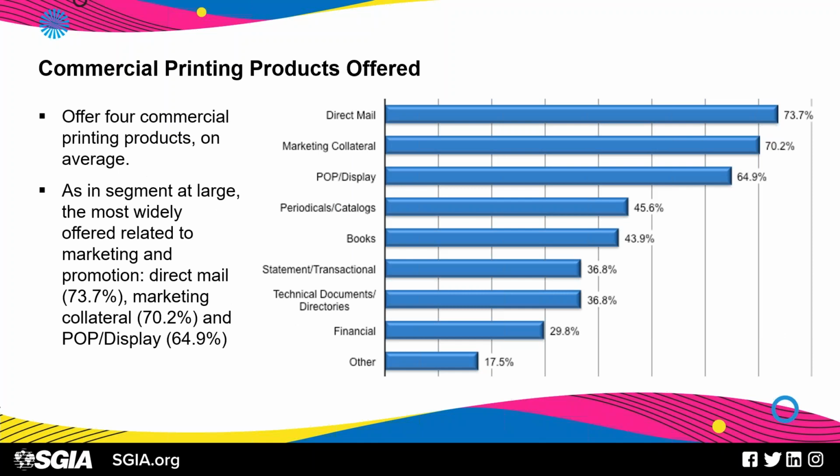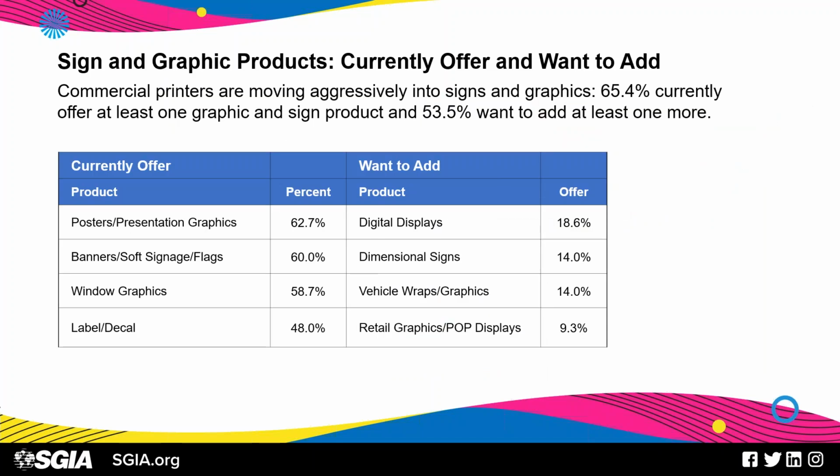Products offered. The commercial printers we surveyed, like commercial printers at large, offer a broad range of products, with the most widely offered related to marketing and promotion: direct mail, marketing collateral, point of purchase advertising. But as we learned, they are aggressively moving into graphic and sign work. And our next slide shows that 62.7% offer posters and presentation graphics, 60% banners and soft signage and flags, and 58.7% window graphics.